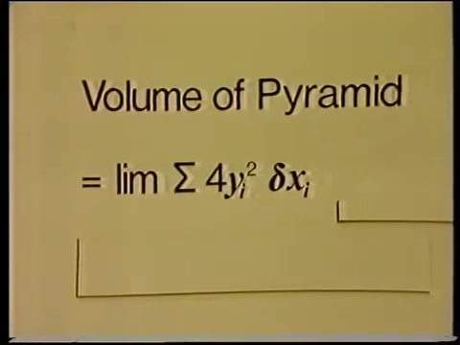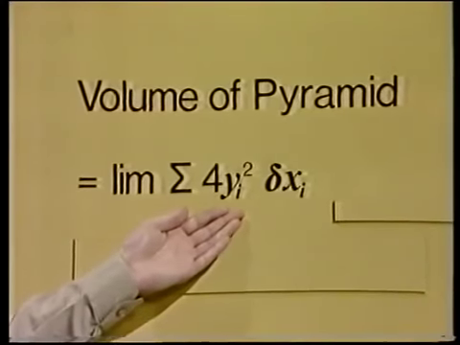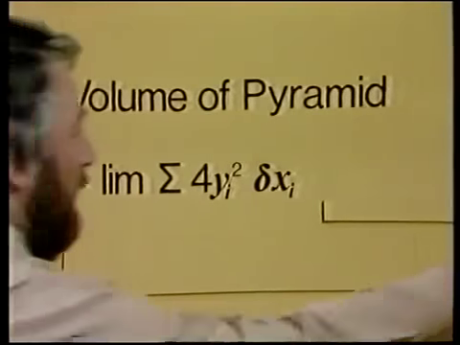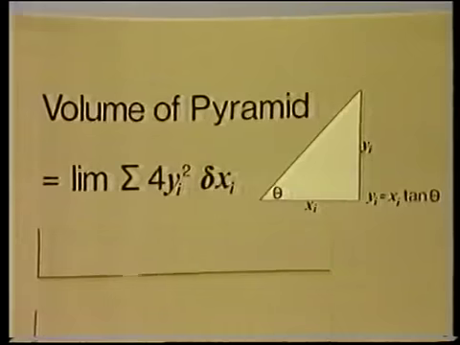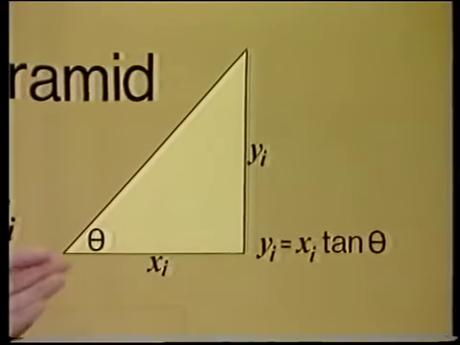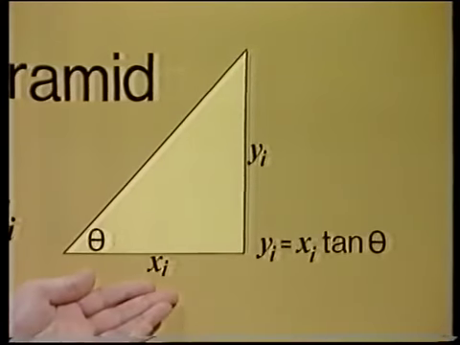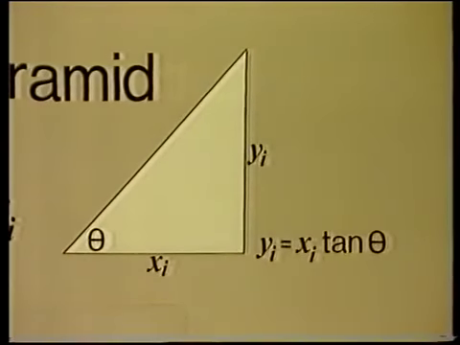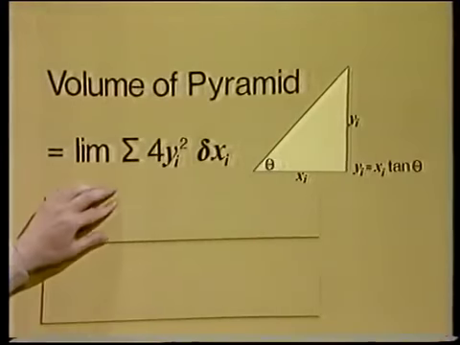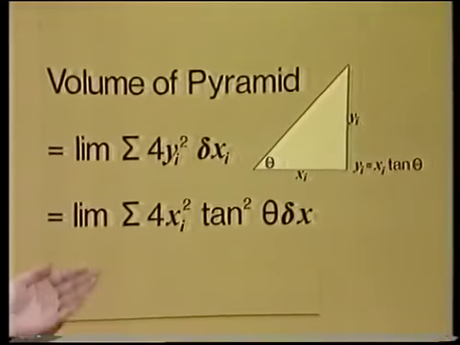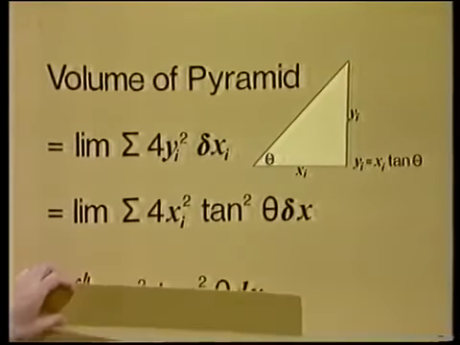Now to make progress, I need to rewrite this yi squared in terms of xi's. Well, here we can see the angle theta, which is half the angle at the top of the pyramid, and tan theta is just yi divided by xi. In other words, yi equals xi tan theta. Making this substitution gives this, and we can write this expression as this integral.